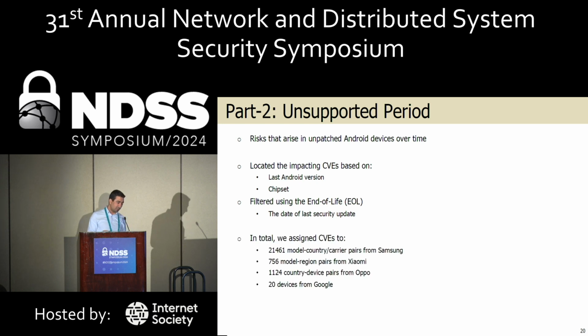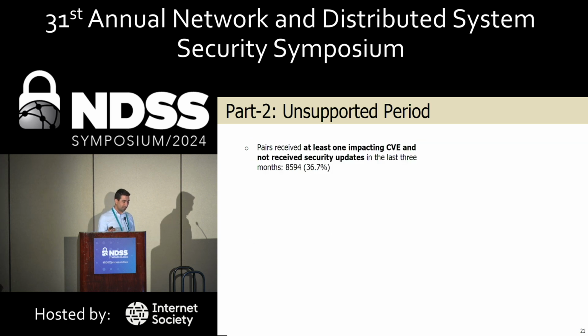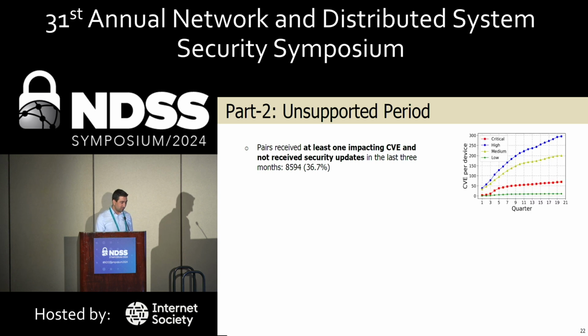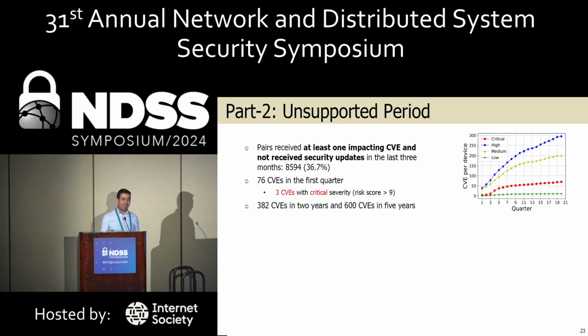In total, we assigned CVEs to 21,000 pairs from Samsung, 750 pairs from Xiaomi, 1,100 pairs from Oppo, and 20 devices from Google. Our first findings show that 36% of these pairs have at least one impacting CVE and have not received security updates in the last 3 months. Next, we wanted to look at the CVE accumulation of these unpatched devices. And our results show that an unpatched device is likely to receive around 76 CVEs only in the first quarter, and 3 of them with a critical severity score.